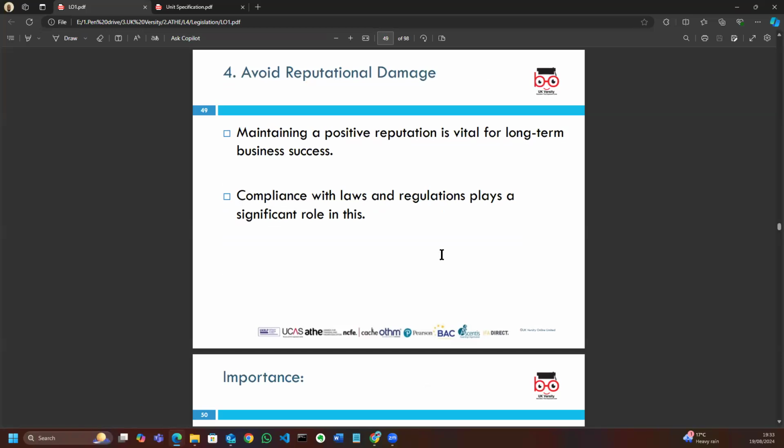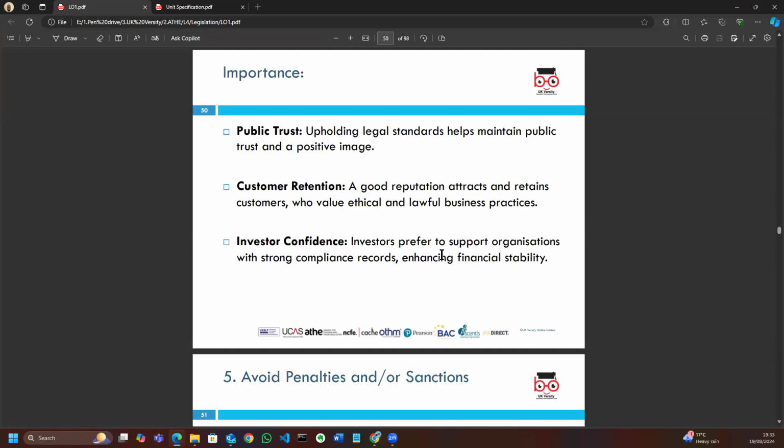Also, we have to avoid reputation damage, where we have to be able to maintain a positive reputation for our business success. This happens with compliance with law and regulation, which plays a significant role in this. Then we have importance, where we have to build trust, customer retention, and investor confidence.